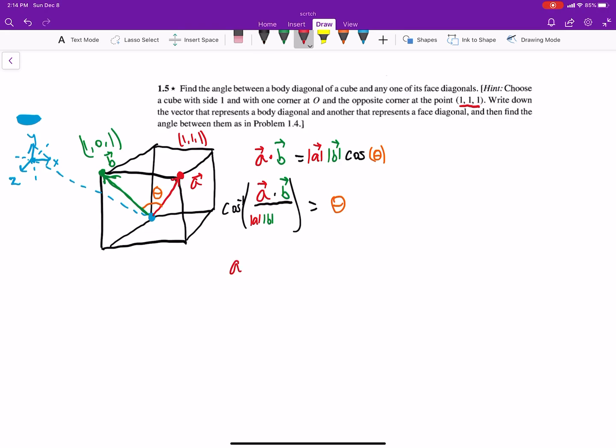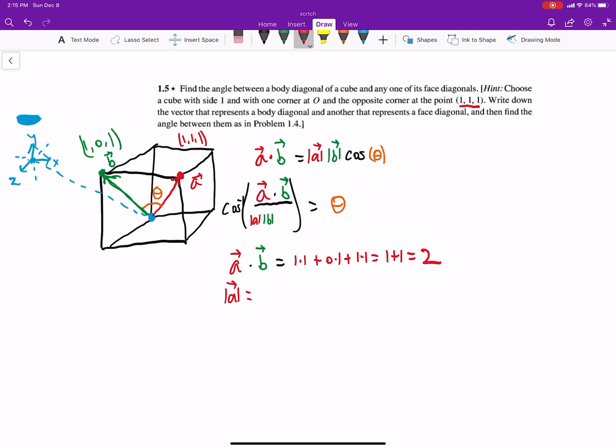Okay, well, simple enough. All we have to do is find these numbers. So let's find A dot B first. So that's just going to be 1 times 1 plus 0 times 1 plus 1 times 1. So that's just 1 plus 1, which is 2. If you're not familiar with the dot product, a lot of these concepts I do explain in other videos, so I would recommend checking that out.